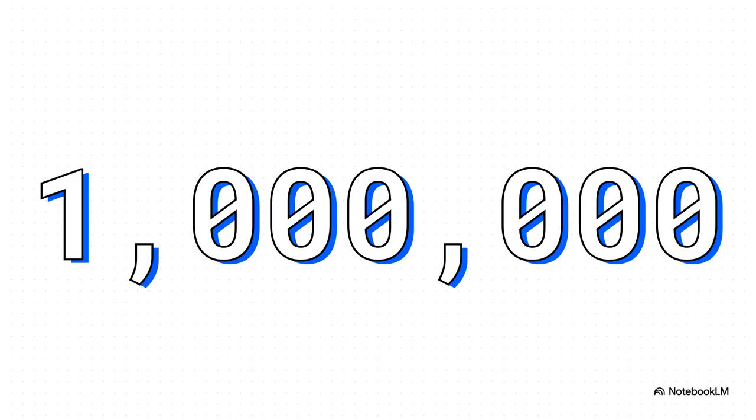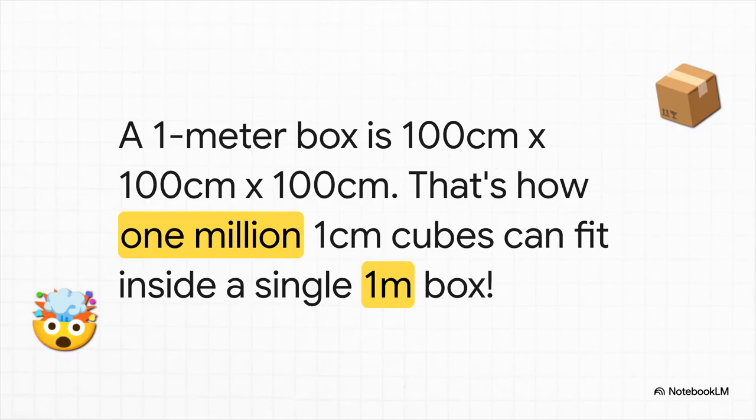Okay, look at this number, 1 million. What on earth could that possibly have to do with boxes and volume? It's a huge number, right? Get this. That is how many of those tiny 1 centimeter cubes can fit inside a single box that's just 1 meter tall, 1 meter wide, and 1 meter long. Just one. Because a meter is 100 centimeters, you're calculating 100 times 100 times 100, which is a million. It's just a crazy, mind-blowing example of how quickly volume can scale up.